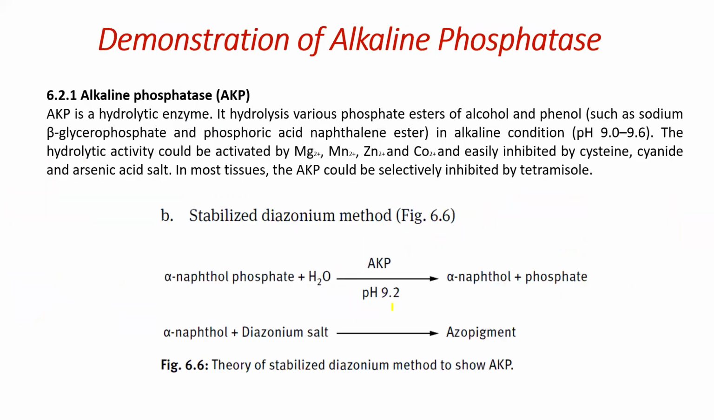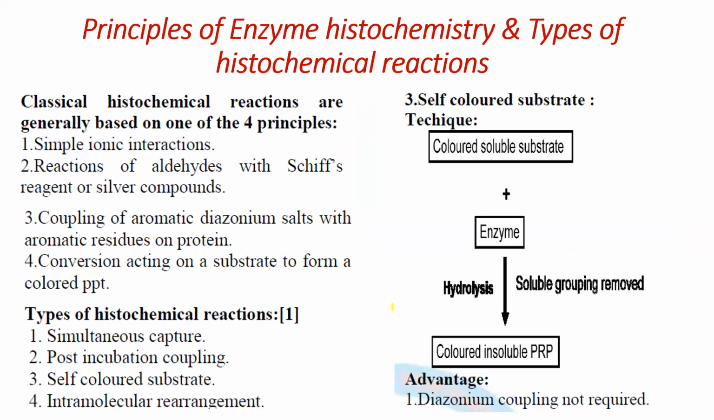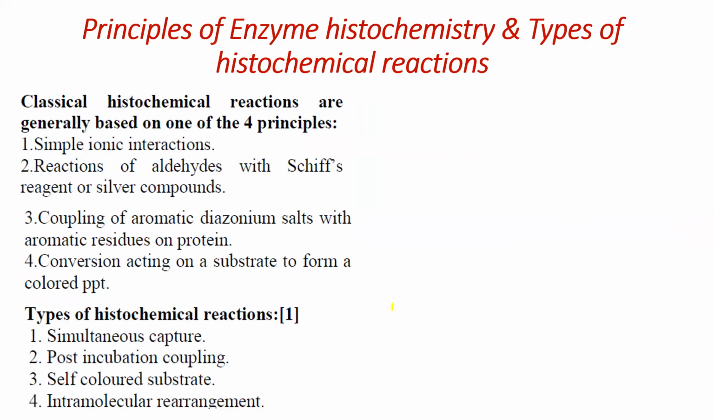So, a quick summary of these four reactions and principles. The substrates will bind with enzymes either by simple ionic interactions, or aldehydes with Schiff reagent, or coupling with salts, and conversion of the substrate itself will develop color. In the previous four slides we observed that diazonium salts played a crucial role in enzyme substrate reactions, and self-coloring substrates also played a crucial role.